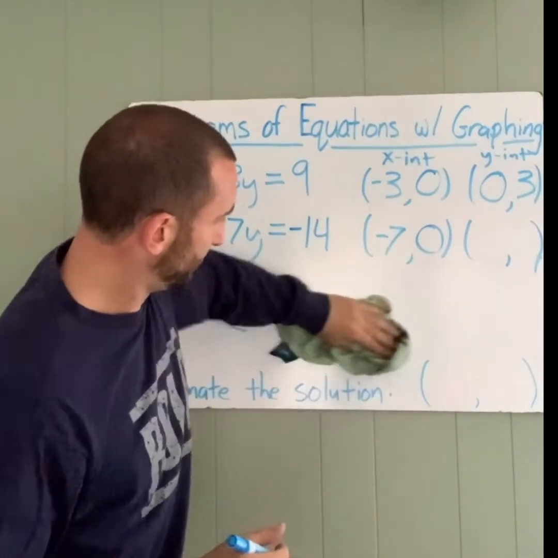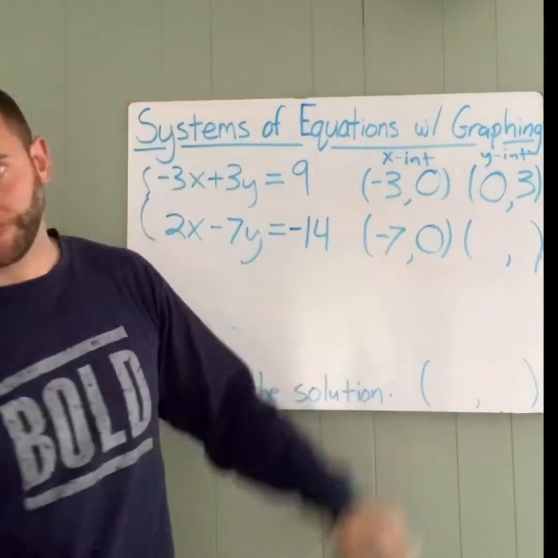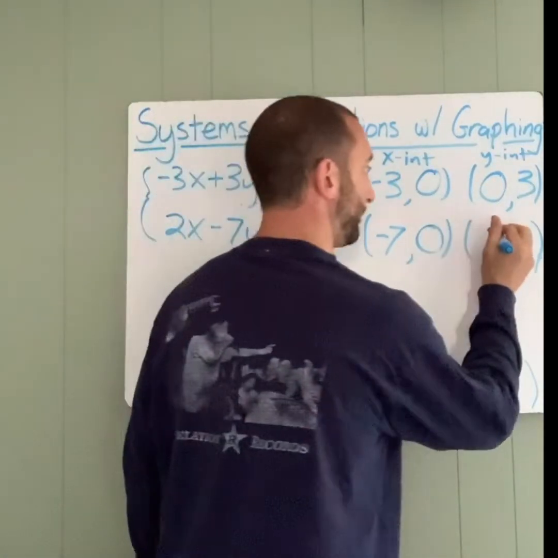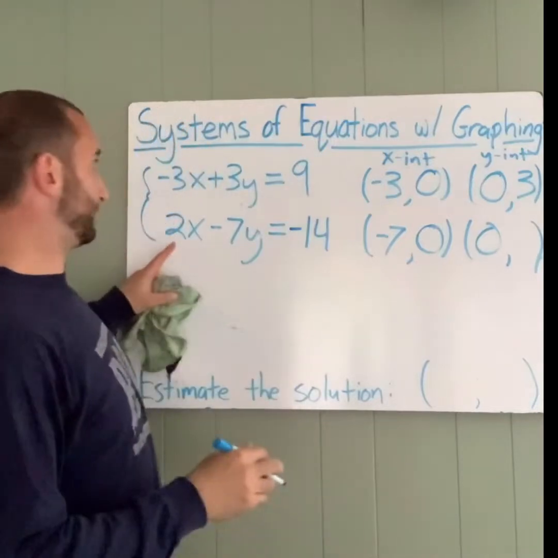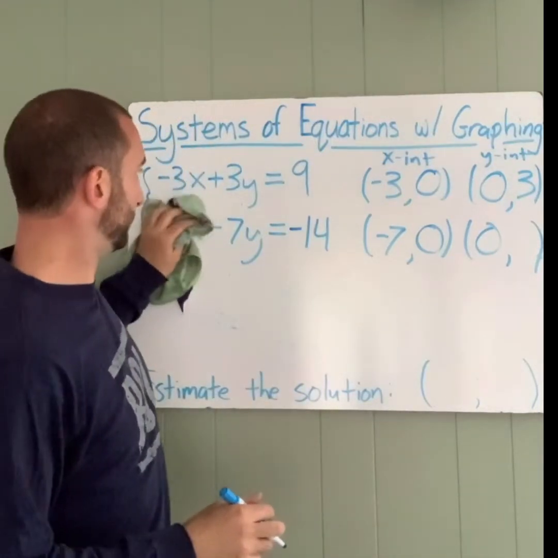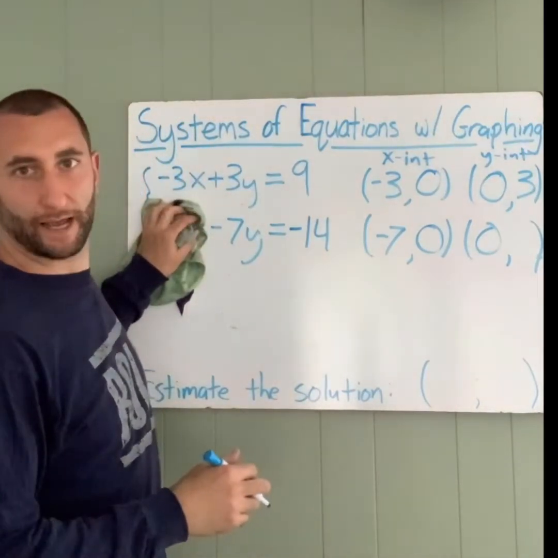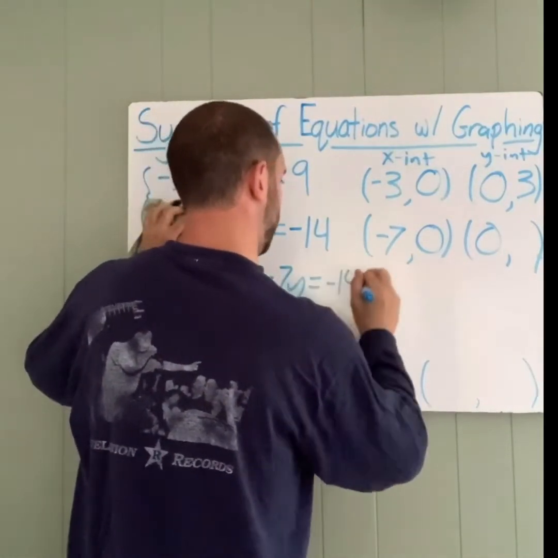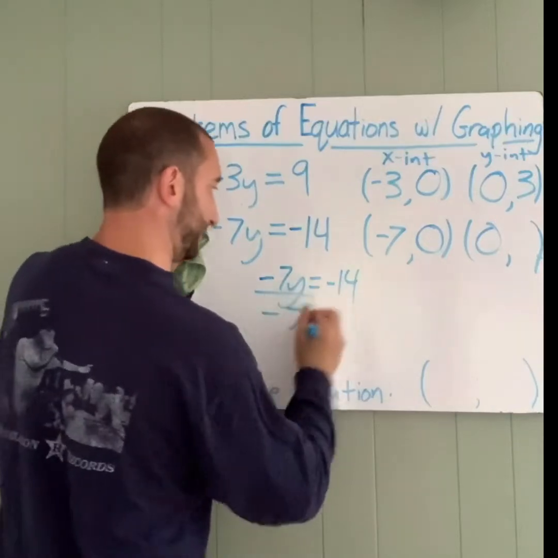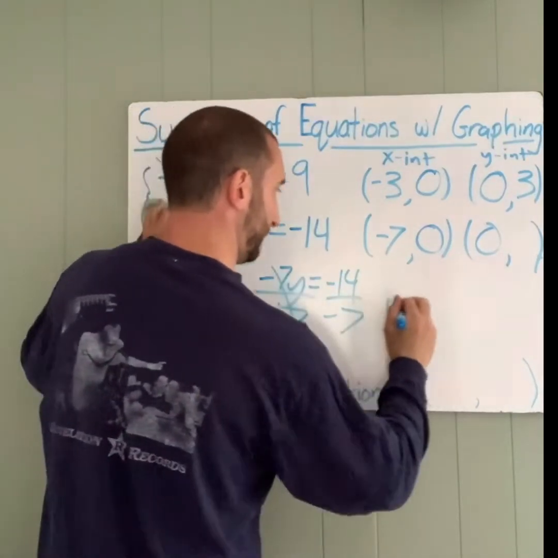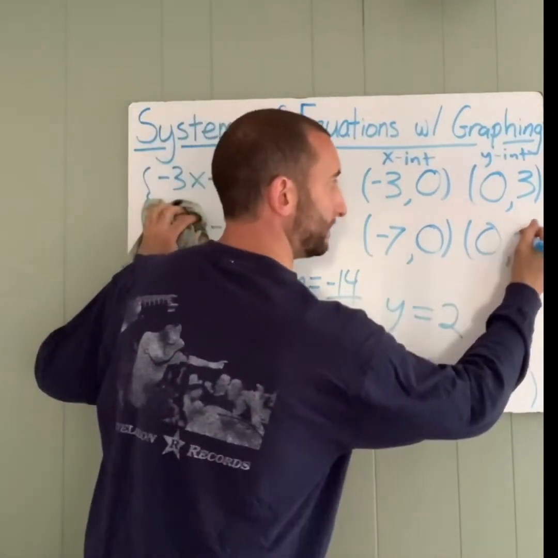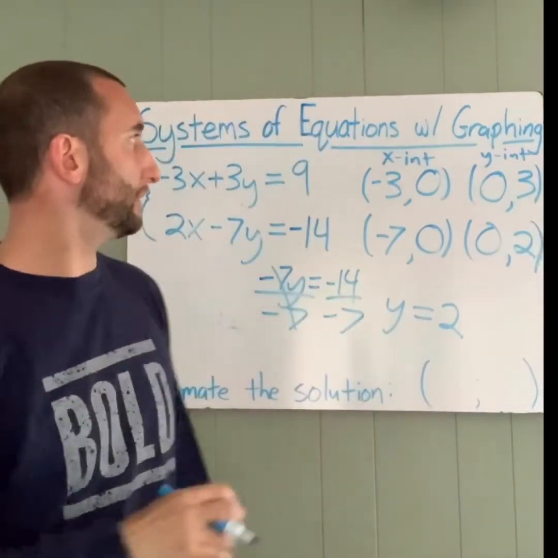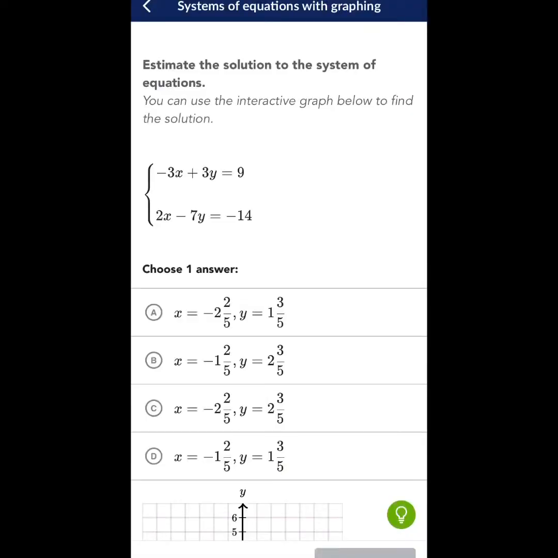All right. Now let's find the y-intercept. Y-intercept, x is equal to 0. So 2 times 0 just disappears. You have negative 7y equals negative 14. Same thing, divide by negative 7. Y equals 2. Boom. So now that we have the intercepts, we can create the graphs.